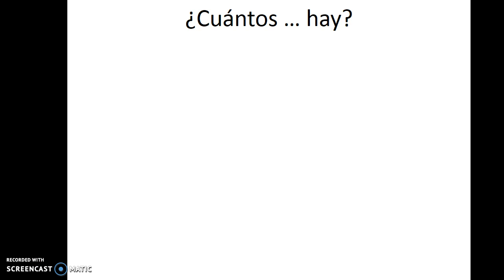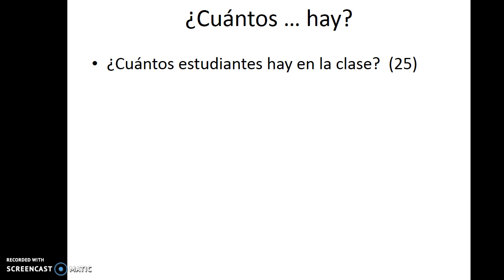Cuántos means how many. So if I ask you cuántos hay, we need to put a noun in the middle of those two words. So cuántos estudiantes hay, for instance. Cuántos estudiantes hay en la clase? And let's say there are 25 students in the class. So I would say hay, give me your number, 25 estudiantes. Hay 25 estudiantes.